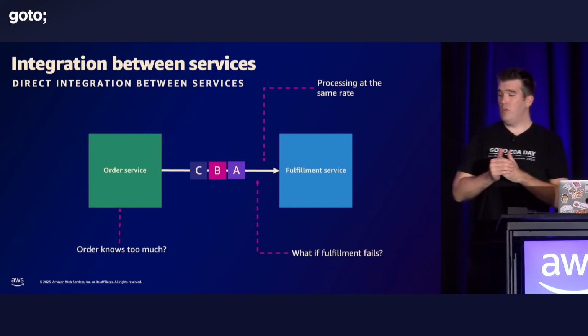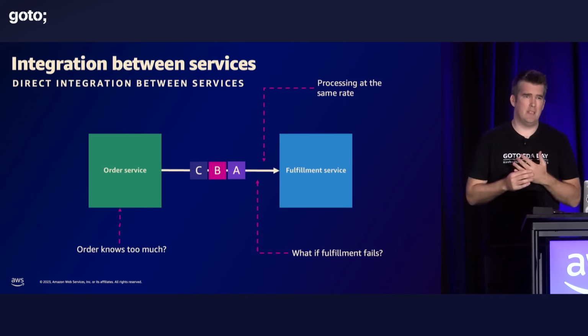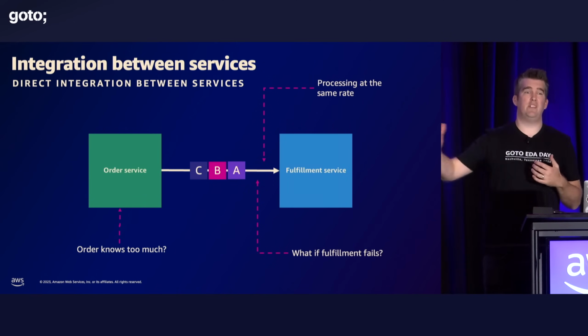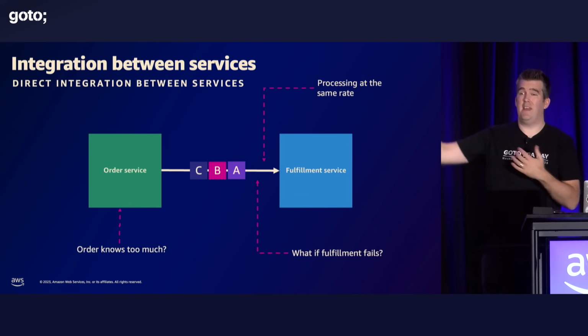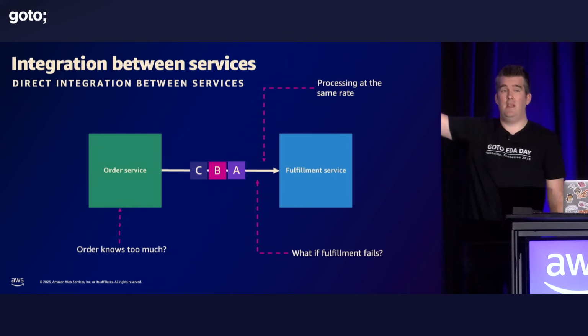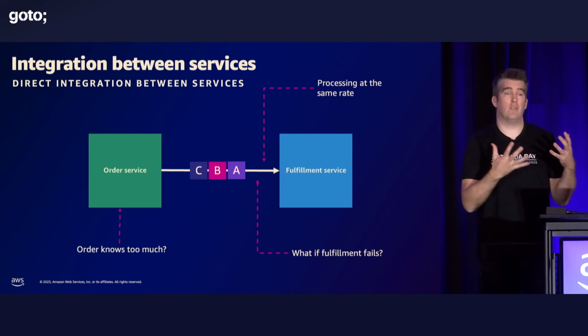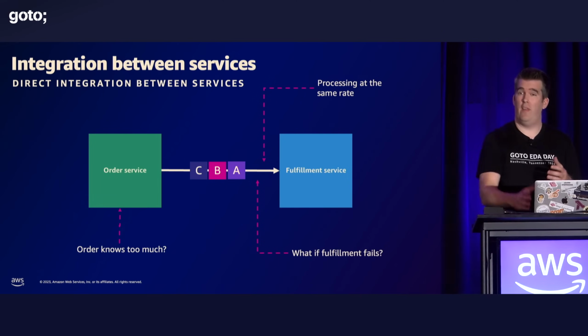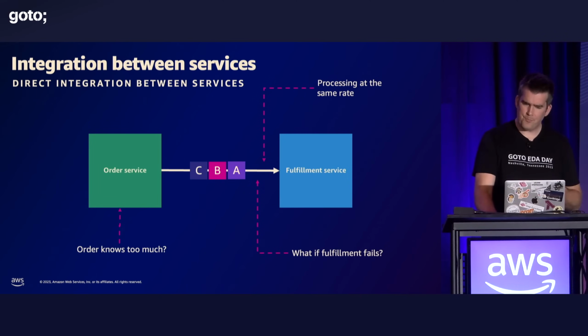On the right here, we've also got processing at the same rate. So what happens if we take too many orders in at once, and the fulfillment service is a third-party service, and we bring that down? What will happen to the customer is a request comes in, we talk to the fulfillment service, and the customer gets a bad experience. And also, what happens if fulfillment fails itself? The whole chain will fail here.